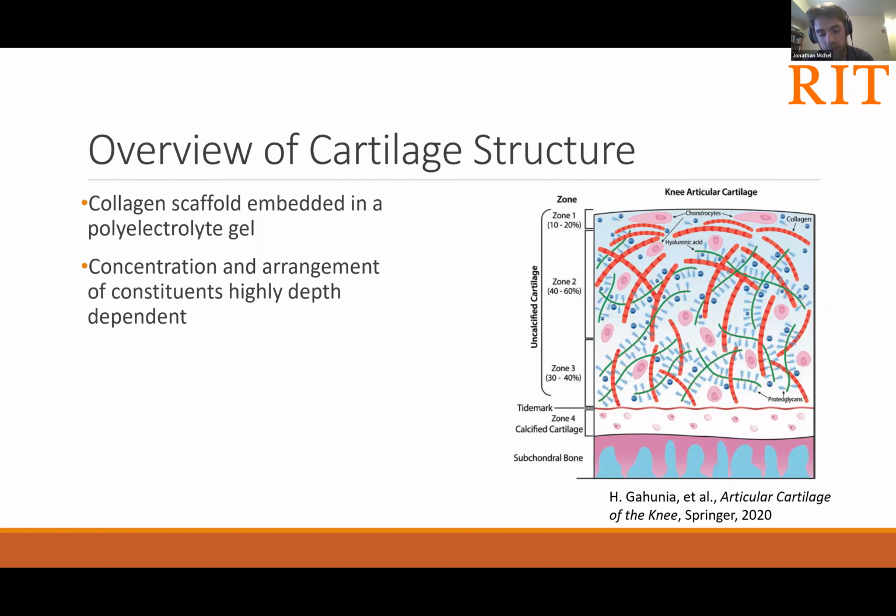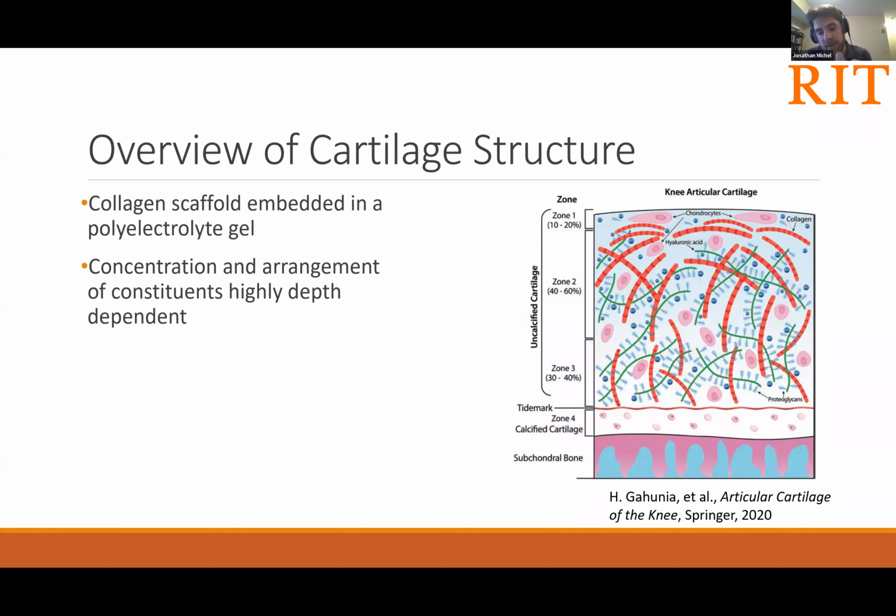In the shallow zone, the cartilage scaffold is oriented more or less parallel to the surface, whereas towards the middle of the tissue there's somewhat less orientational order, and then towards the deep zone, the scaffold is roughly perpendicular to the bottom surface. Moreover, the concentration is highly depth dependent. Generally speaking, this collagen scaffold becomes greater and greater the deeper you look into the tissue.